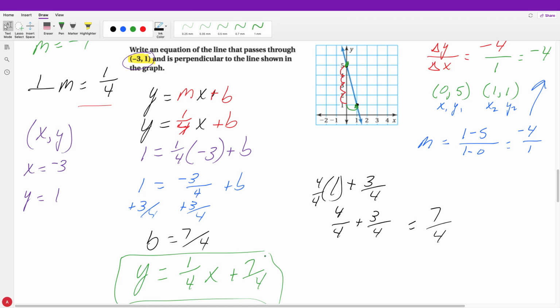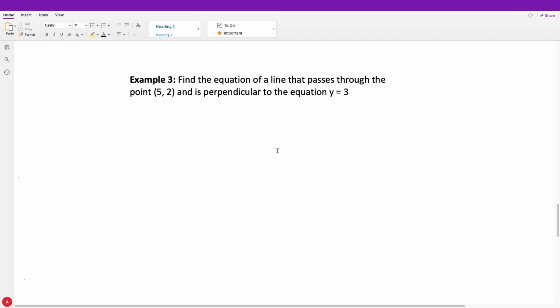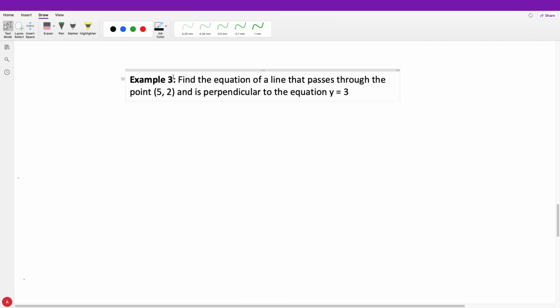All right, now there's just one more question that we're going to go through, and we're done with this video. All right, so this last one we're going to do is find the equation of a line that passes through the point 5, 2, and is perpendicular to the equation y is equal to 3.